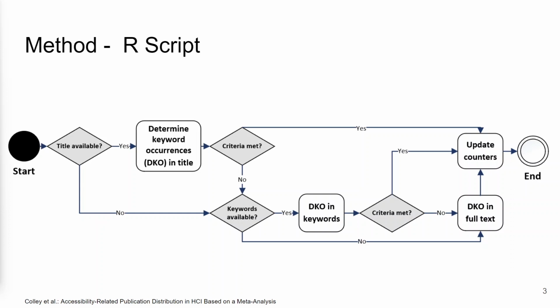Our script then searched the keywords first in the title, if the title was available via a field, then in the keywords, if available, and otherwise in the full text. We checked our approach with the data of ASSETS, the ACM SIGACCESS Conference on Computers and Accessibility from 2009 until 2019, which we categorized manually as well.